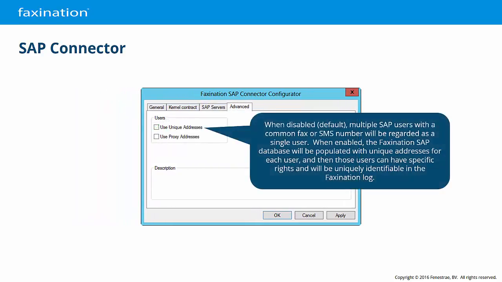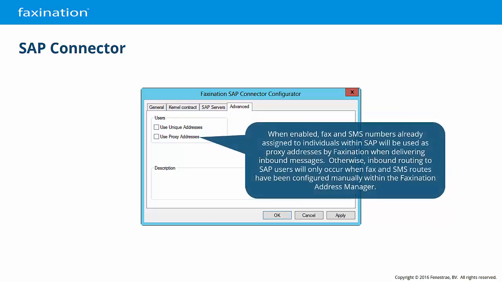On the Advanced tab, Use Unique Addresses is disabled by default. That means that SAP users that have the same fax or SMS number are treated as one user with only one set of options and permissions. When enabled, each user is managed independently, regardless of their fax or SMS address. This also means that you can identify messages from specific users in the Faxination log. Use proxy addresses means that we'll use the fax and SMS numbers already assigned to SAP users for inbound routing. Otherwise, inbound SAP routes will only exist when created manually in the Faxination Address Manager, which is the default.